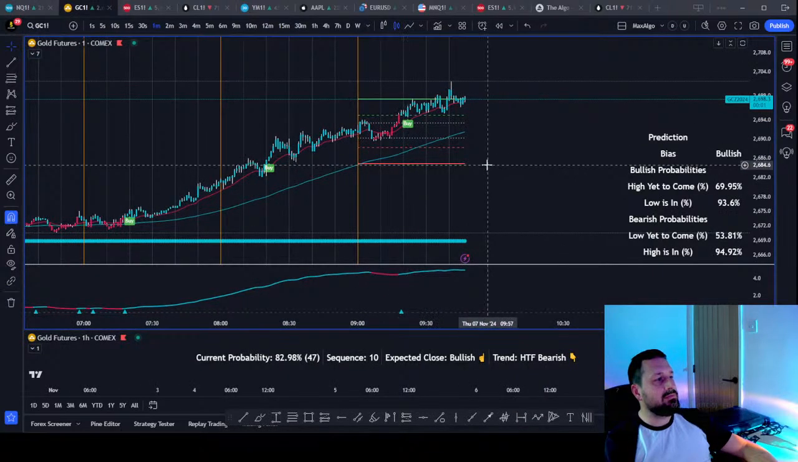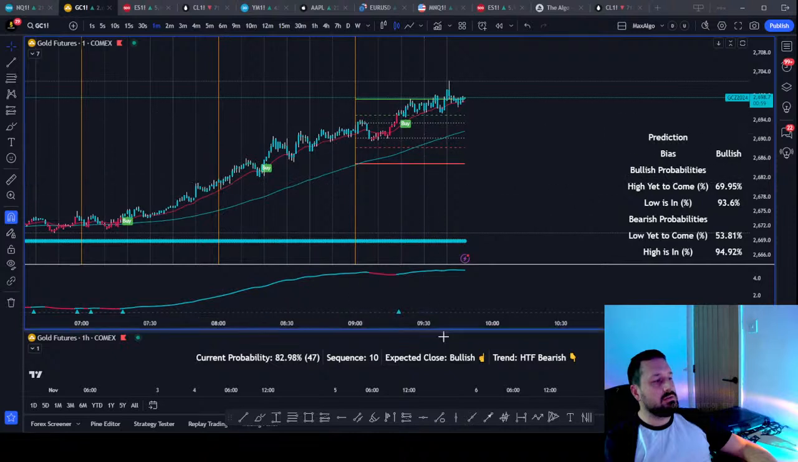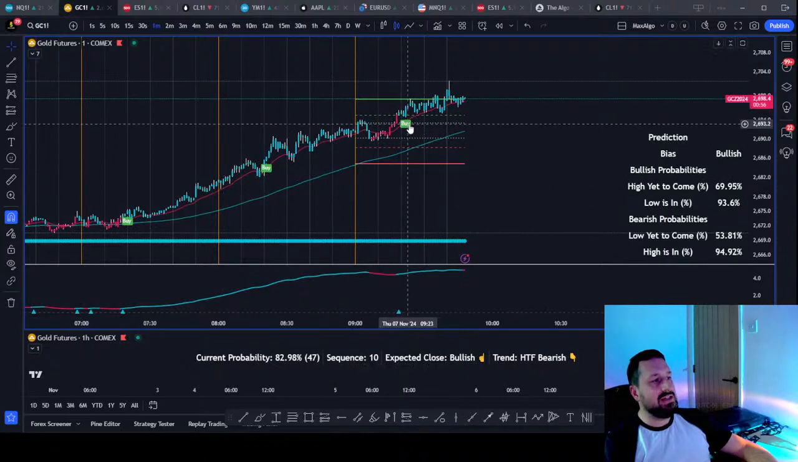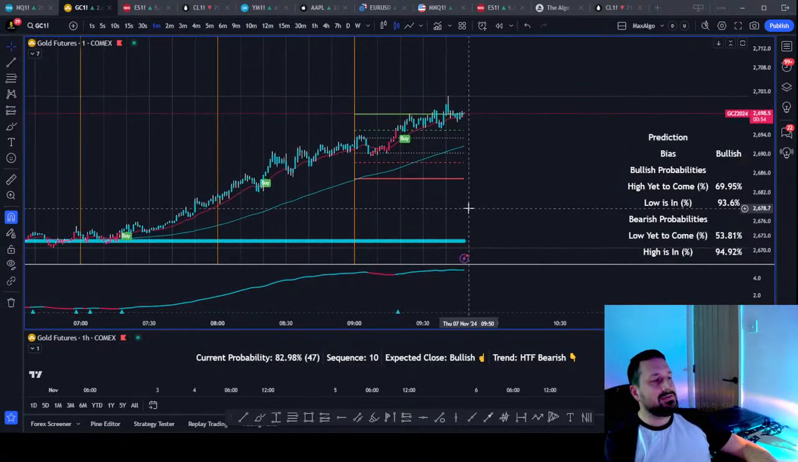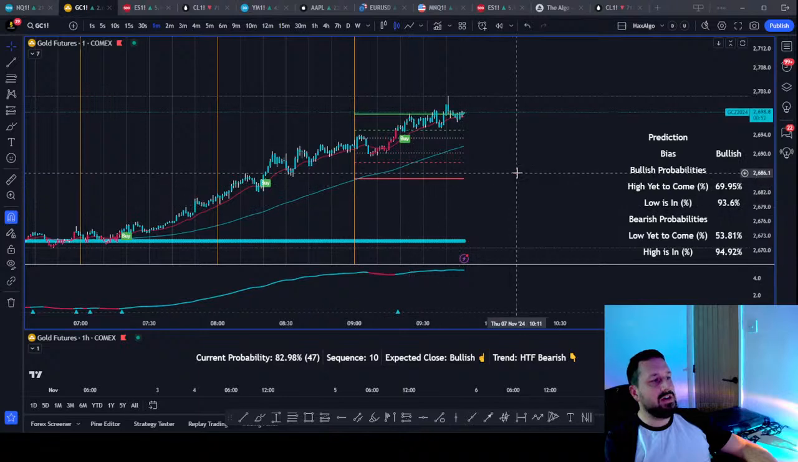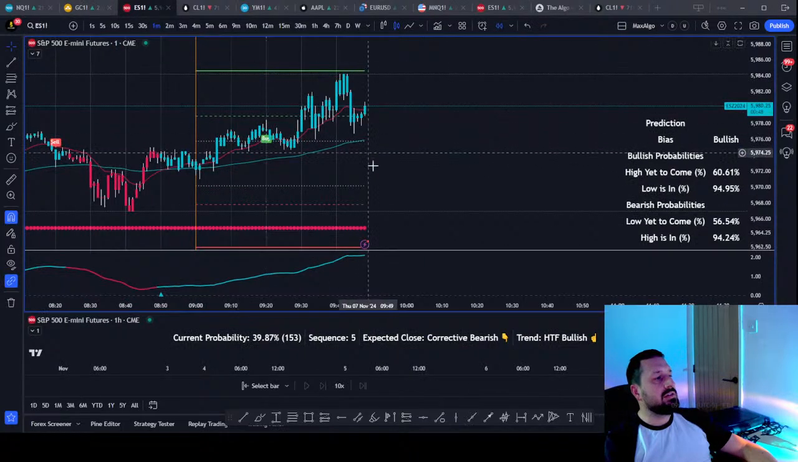Gold still going. Still got an 82% probability. So we're still good at taking this trade. Yes.